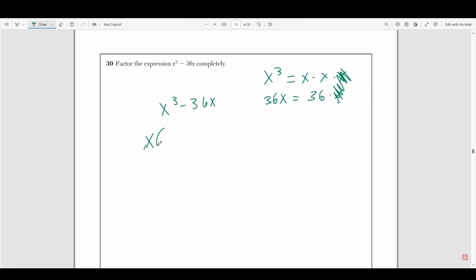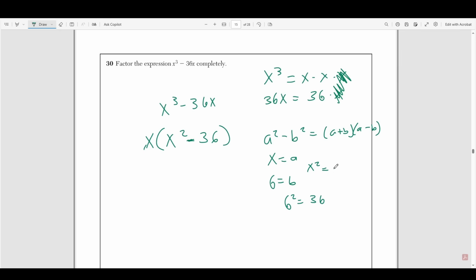So if I take out an x, that means I'm writing it outside the parentheses. And what's left is x squared minus 36. Remember, this is a 36x, but we're subtracting it, so the minus sign still stays here. Now, you might be thinking that this is your answer. That's actually false, right? Because this is a difference of perfect squares. Remember that a squared minus b squared is equal to a plus b times a minus b, okay? So in this case, x is a and 6 is b, because 6 squared is equal to 36 and x squared is equal to x squared.